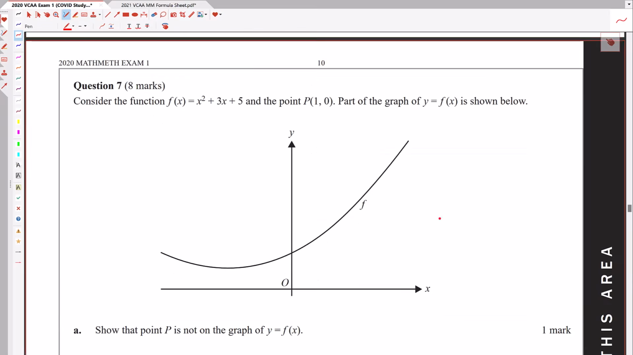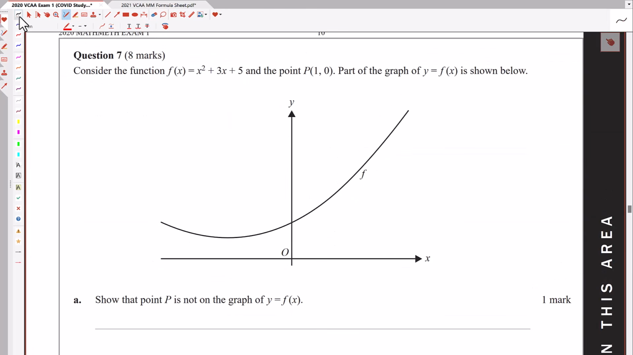Okay, question 7. Consider the function f of x equals x squared plus 3x plus 5. So it's a quadratic. We've got part of it drawn here. And we want the point P, (1, 0). Okay, given that I can see the equation, I know that point there is (0, 5). So, I mean, obviously we don't need the same scale on both axes. So I might actually, just for the sake of the diagram, put P somewhere here.